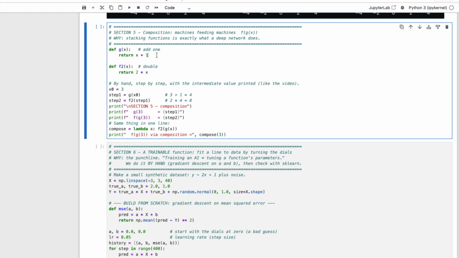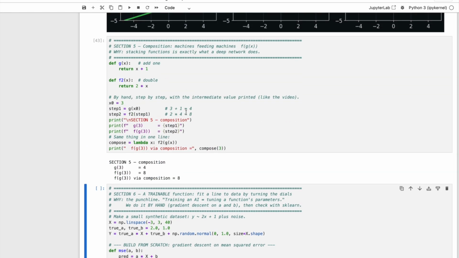Functions can feed each other. Let g add 1 and let f double. Push 3 through g and we get 4. Send that 4 into f and we get 8. So f of g of 3 is 8. Stack thousands of these and you have a neural network.